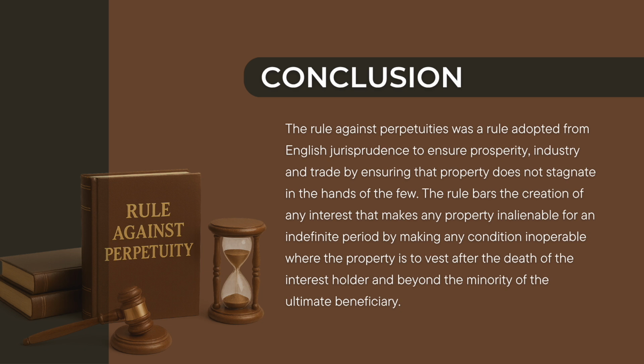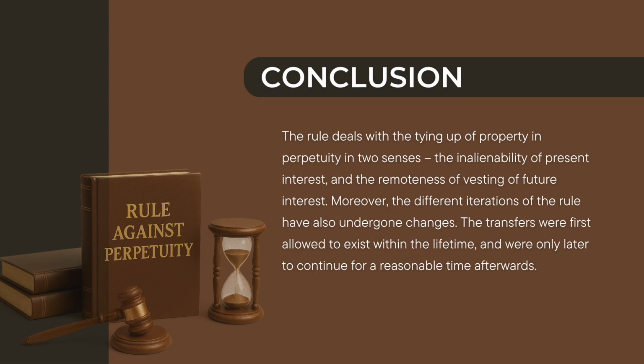inoperable, where the property is to vest after the death of the interest holder and beyond the minority of the ultimate beneficiary. The rule deals with the tying up of property in perpetuity in two senses: the inalienability of present interest and the remoteness of vesting of future interest. Moreover, the different iterations of the rule have also undergone changes.